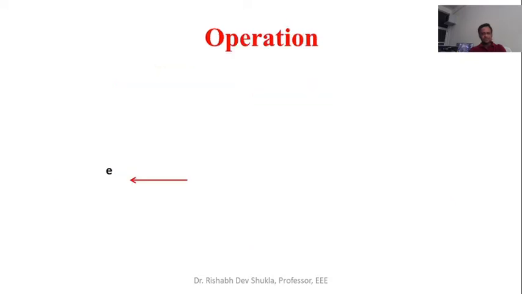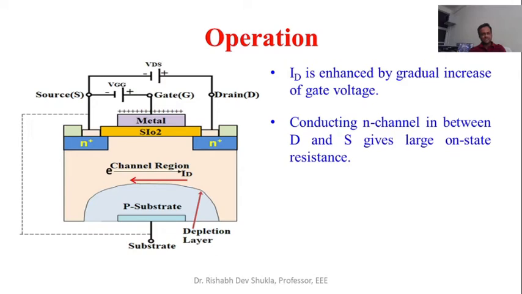Now we are moving towards the operation. You can see here, we are applying a positive voltage to the drain with respect to source and a positive gate voltage with respect to source. When we apply the positive voltage at the gate terminal, it creates a channel in between the two N plus diffused layers. This channel allows current to flow through this device. So that means the VGS voltage is responsible for creating or inducing the channel between the source and drain.